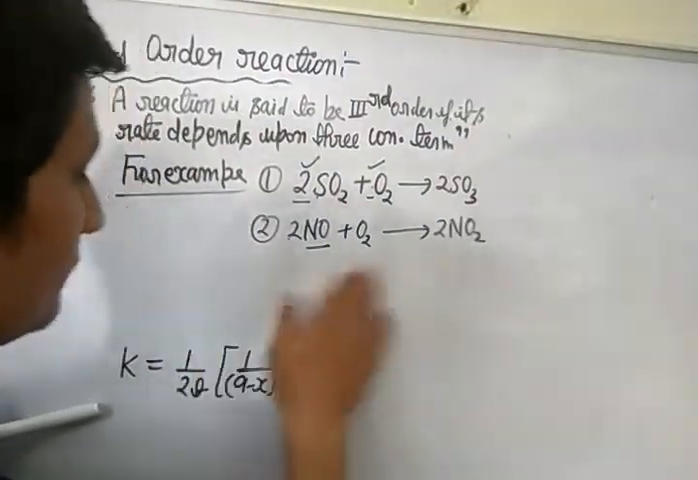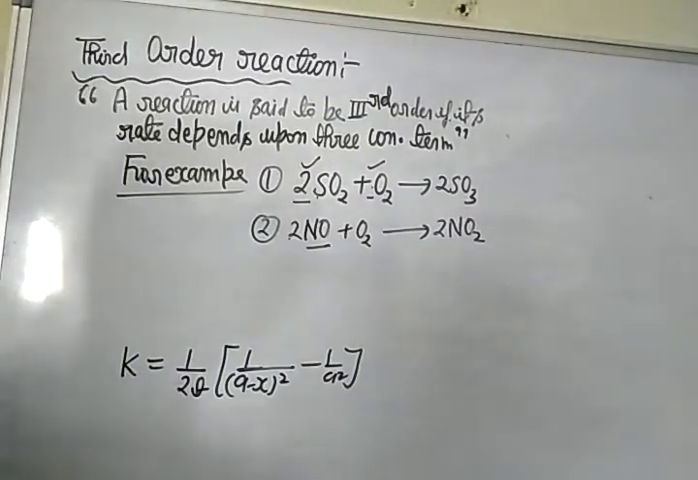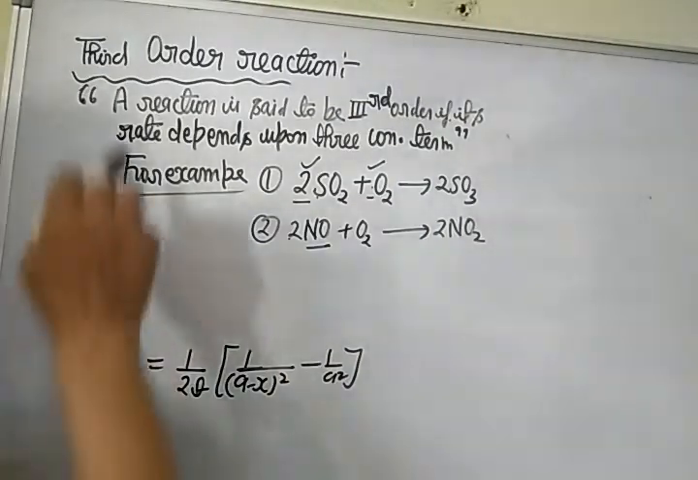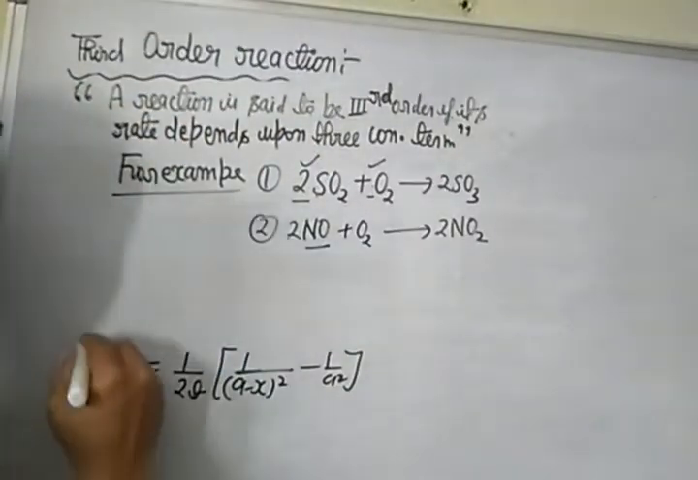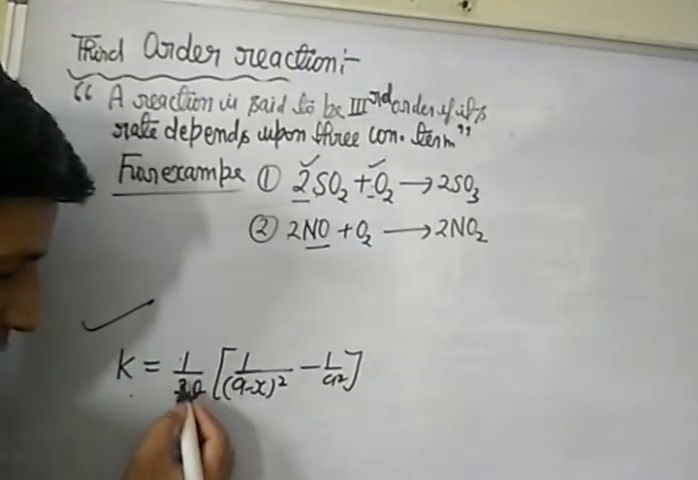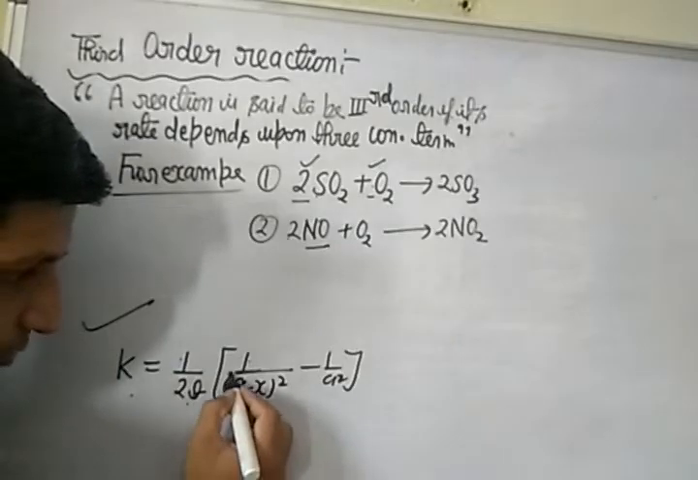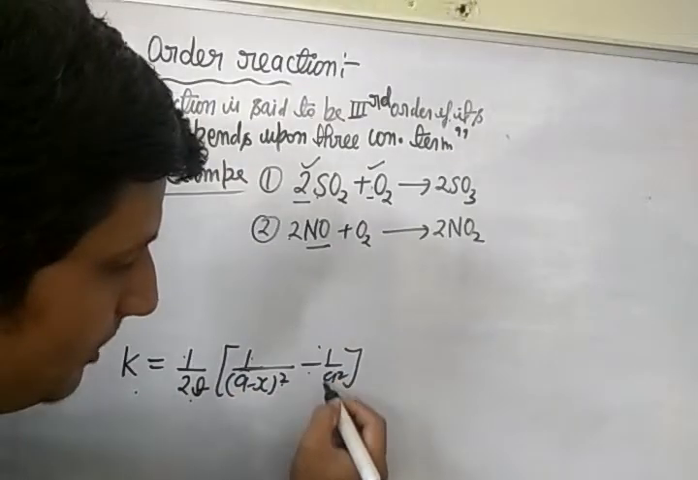Okay students. Next is the rate constant for third order reaction. K is equal to 1 upon 2t, 1 upon (a minus x) to the power 2 minus 1 upon a square.